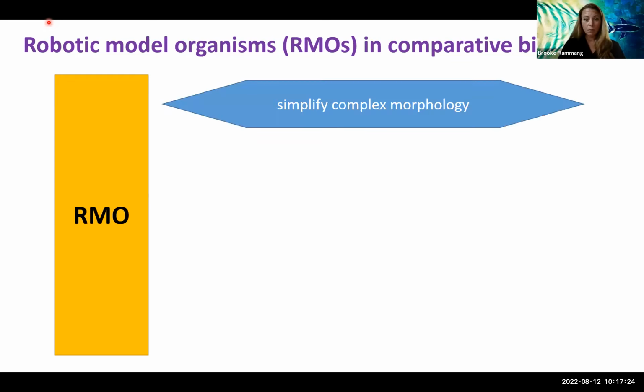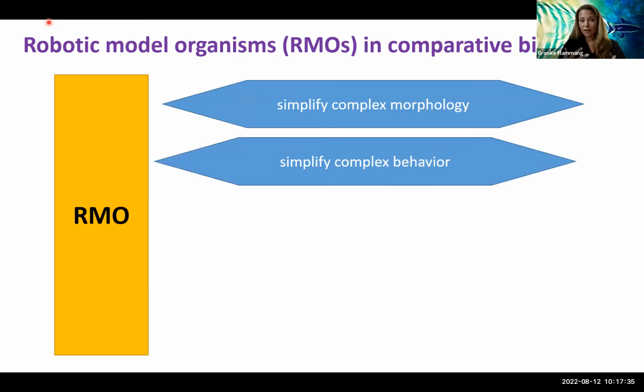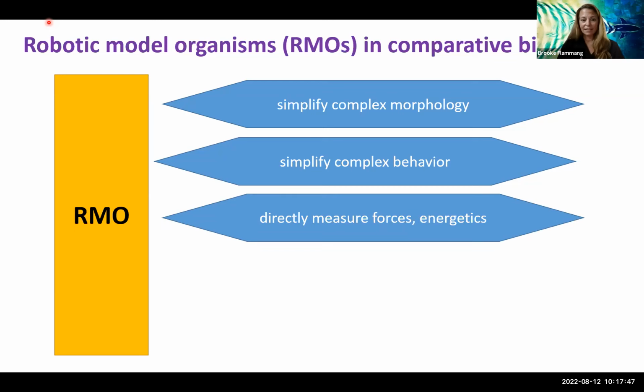Well, you might want to simplify really complex morphology because maybe your question is only looking at things like shape versus stiffness. You might want to simplify a really complex behavior. If you have organisms with multiple appendages and you're trying to start out with only looking at one or two of those, it might be easier to deal with that in a simplified model context.